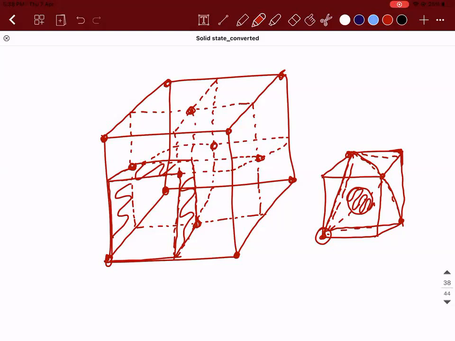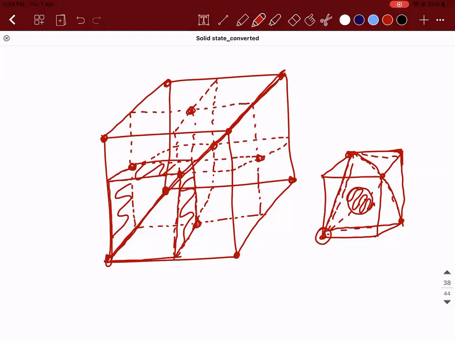So in FCC, how many tetrahedral voids will be there? 8. So here 1, likewise here 1, here 1. 1, 2, 3, 4, 5, 6, 7, 8. Clear? So just take the body diagonal. If I'm just stretching this body diagonal to this part, in one body diagonal, how many tetrahedral voids?